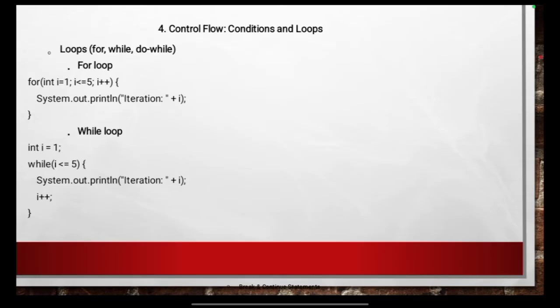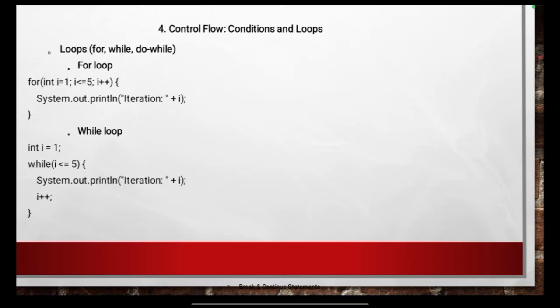In the given example, we use a for loop that starts with 1, checks the condition i less than or equal to 5, and increments i by 1 after each loop. This loop prints iteration 1 through iteration 5. The syntax of the loop includes initialization, condition checking and increment in a single line, making it compact and easy to read.